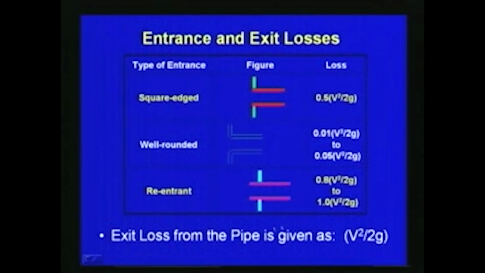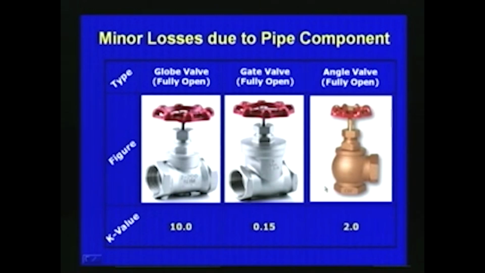So generally wherever an expansion or an entrance is there, it is always better to give a smooth transition, a smooth entrance or a smooth exit, in such a way that the losses will be much less, as shown in this figure for the well rounded case. So all the exit and entrance losses we can put in terms of this v square by 2g, as we discussed earlier. And then some of the other important pipe components are valves and gates.